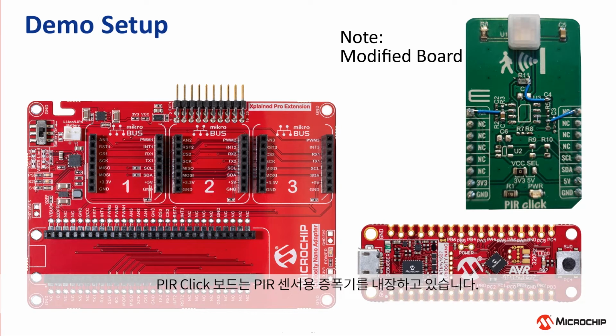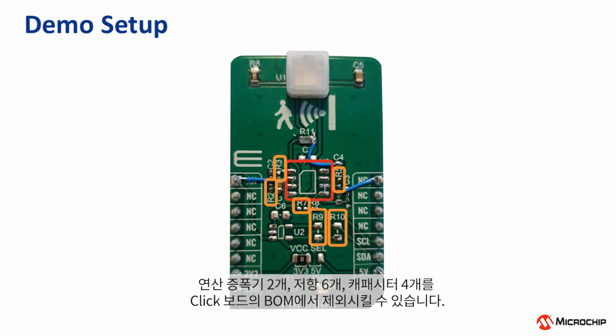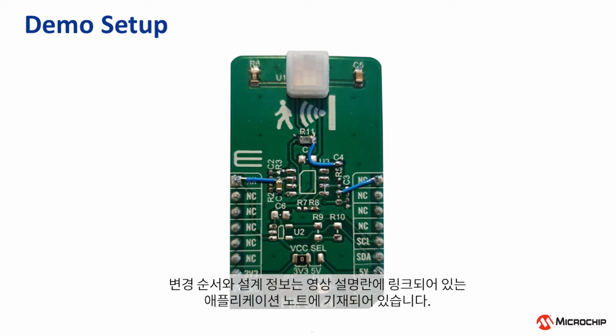The PIR click board comes with an amplifier for the PIR sensor to ease integration. For this application, the amplifier circuit was removed. By using the integrated PGA in the microcontroller, 2 op-amps, 6 resistors, and 4 capacitors can be removed from the bill of materials, or BOM. The modification instructions and design information are discussed in the application note, linked in the video description.